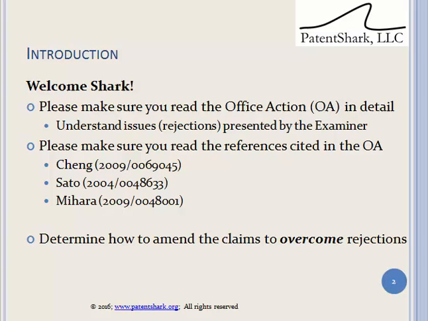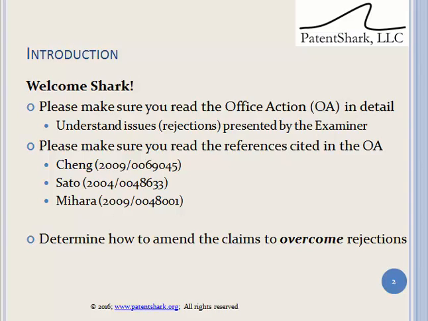Welcome back, Shark. Please make sure that you have read the entire office action. Please read each and every rejection presented by the examiner in the office action. As you may recall, the examiner presented 4 separate rejections to the claims. These 4 rejections are based on a combination of different references. In other words, patent publications and patents.